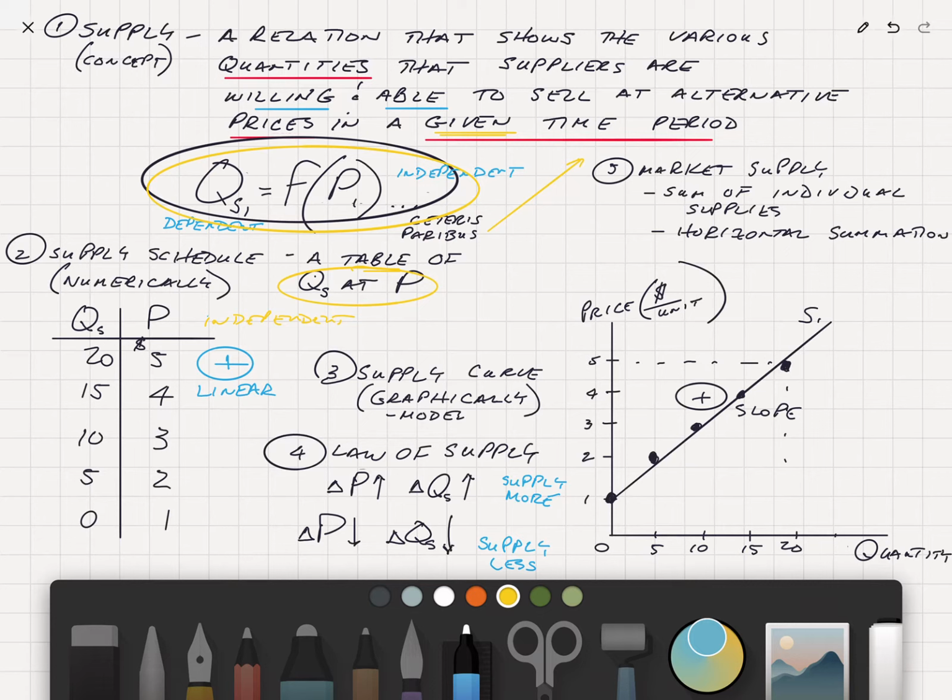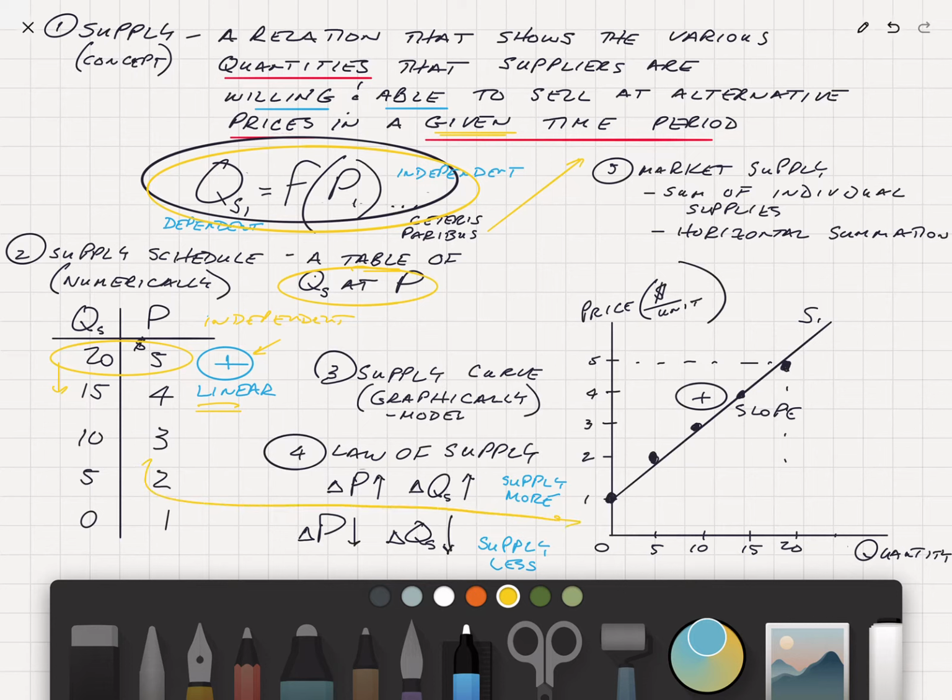This first row says if the price is $5, the quantity supplied would be 20 units. And we can go down this schedule and you can see that the incremental changes are the same, therefore it's linear. Both variables are moving in the same direction, therefore it is a direct or positive relationship. Then we simply say, okay, this is neat. We have the data to support our model. So let's build our model.